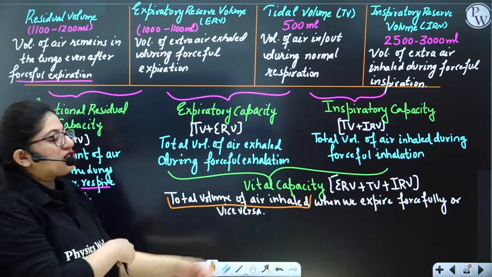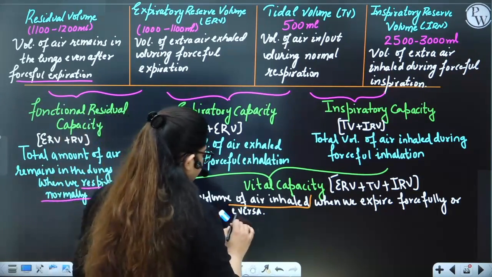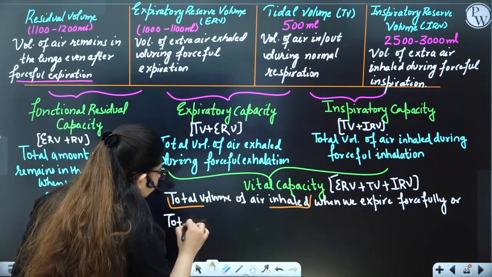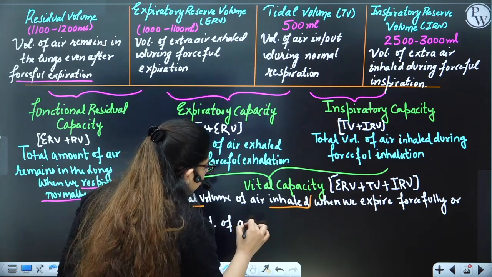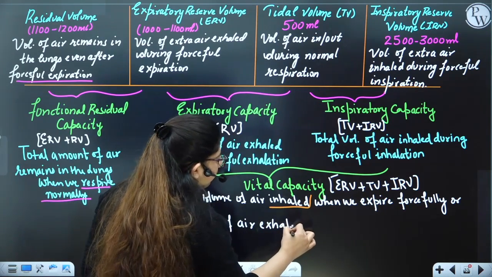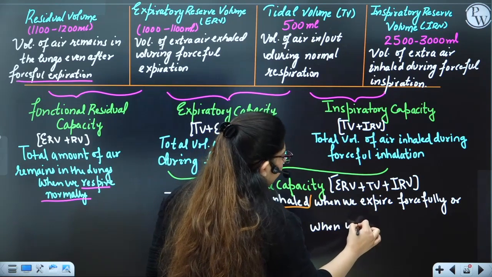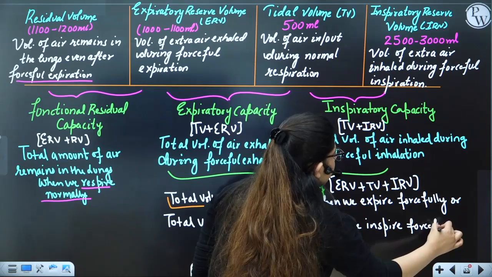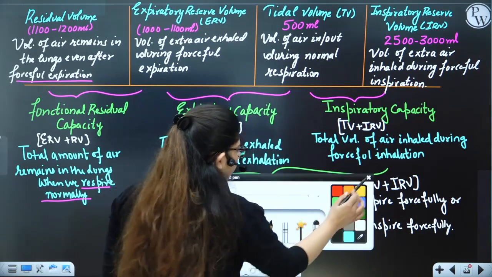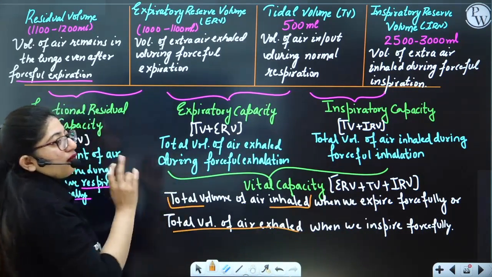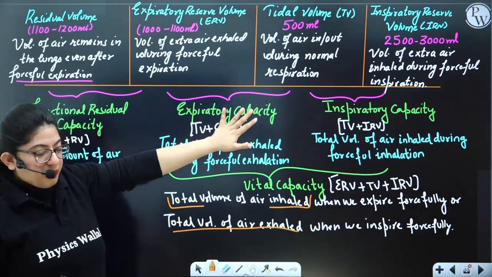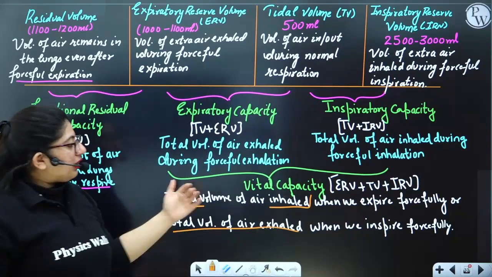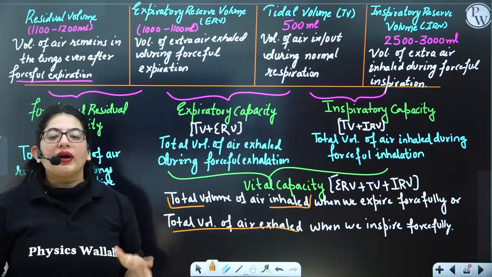If I write the definition in another way, which I have written as vice versa, let's not write vice versa and write the entire definition. Total volume of air exhaled when we inspire forcefully. So what this definition is telling you is total volume of air exhaled. That means it is telling you about expiratory capacity. When you inspire forcefully, that means it is talking about IRV. So in any way, these two definitions tell you about the vital capacity.